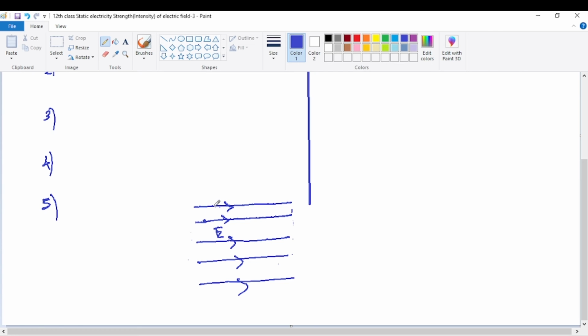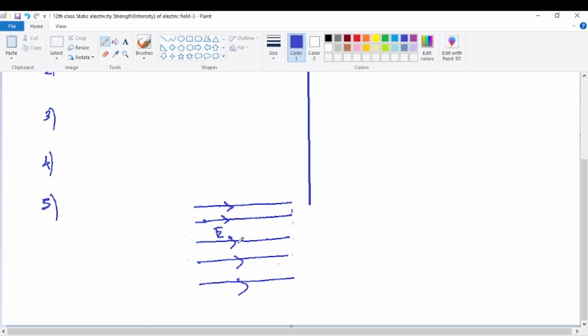But how can the magnitude here and here be the same? That's possible. If the field is more here, the spacing will be closer. That means the separation between the lines of force will be less if the field is stronger. If the field here is weaker, the separation will be more. That should not happen. The electric field strength everywhere in this region should be the same, which means the spacing should be the same. That means all the lines of force should be equally spaced.